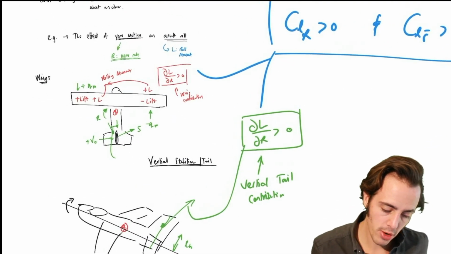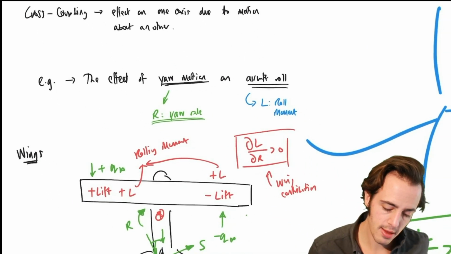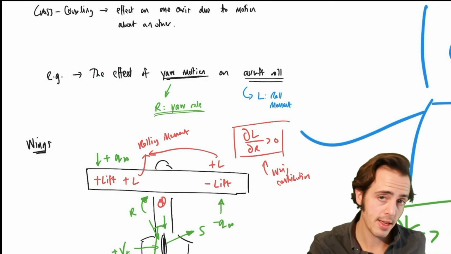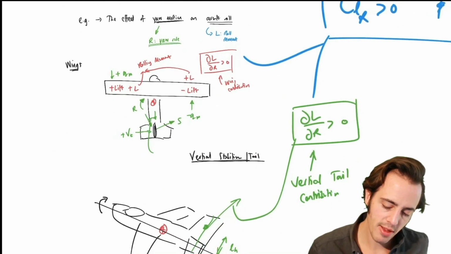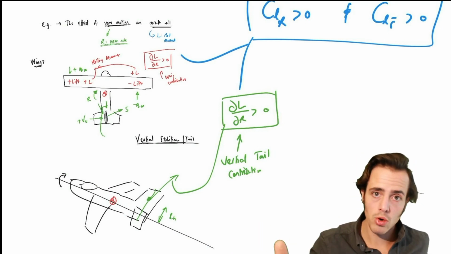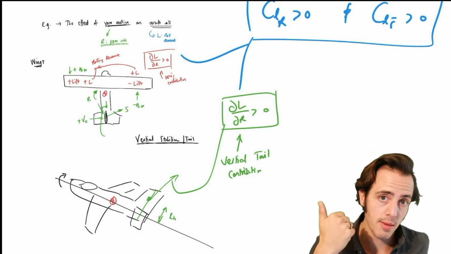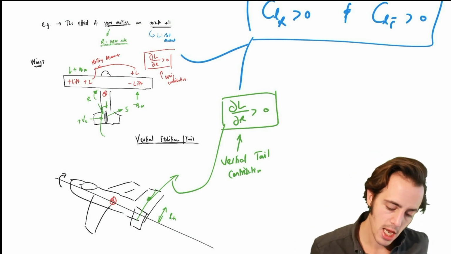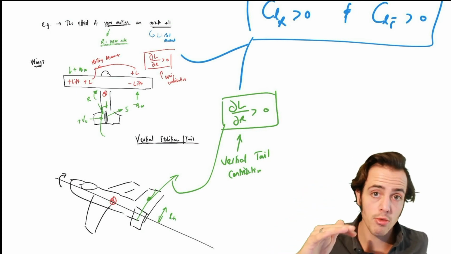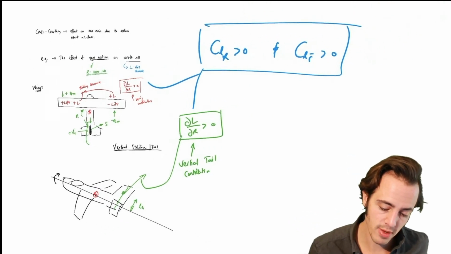We then looked at cross-coupling, which is the effect on one axis due to the motion on another. We looked at two things: yaw motion on aircraft roll, so it's this idea of aerodynamic cross-coupling. We found that whenever we've got yawing, the wings cause the aircraft to tend to roll, and that cross-coupling is a positive derivative. And we said the same with the vertical stabilizer. As long as that vertical stabilizer is above the center of gravity, which it normally will be, we have the same thing. We have a positive derivative here.